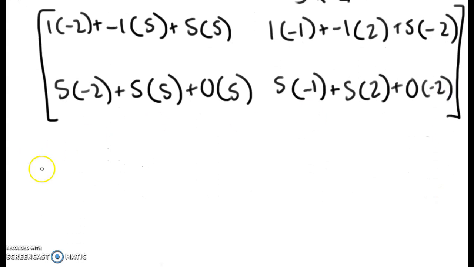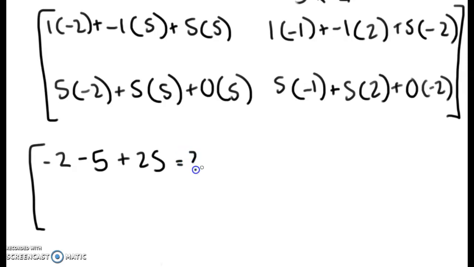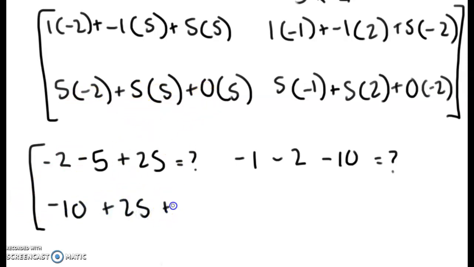So adding all these together, we have negative 2 minus 5 plus 25 for our first term. And our second one will be negative 1 minus 2 minus 10. And our third term will be negative 10 plus 25 plus 0. And our fourth term will be negative 5 plus 10 plus 0.